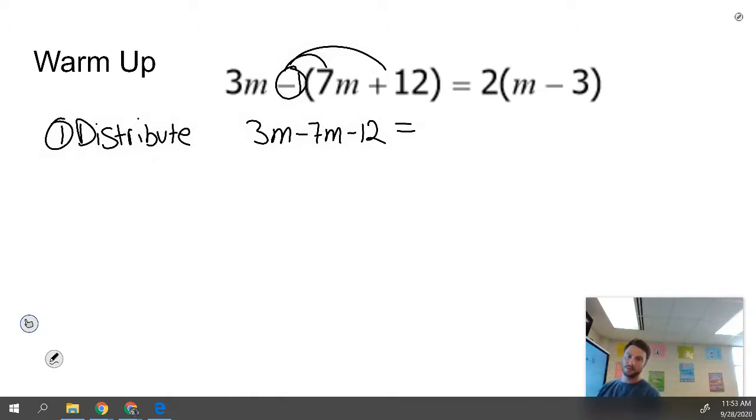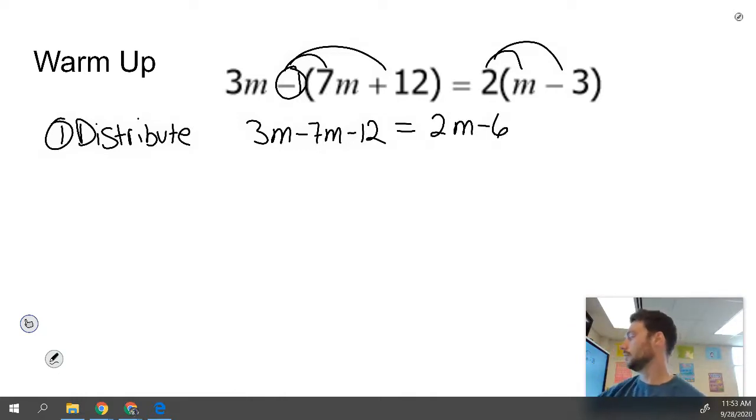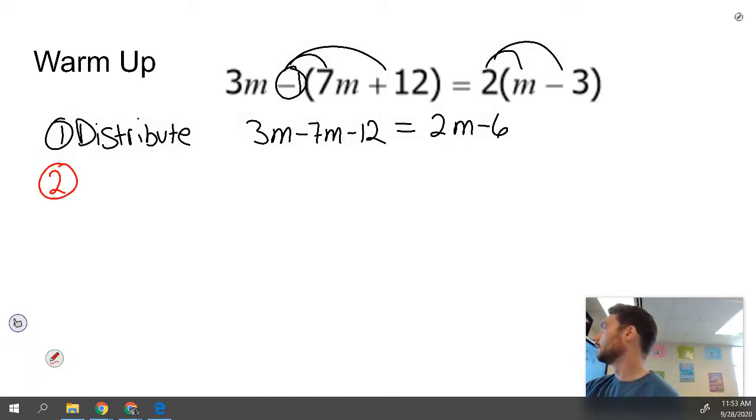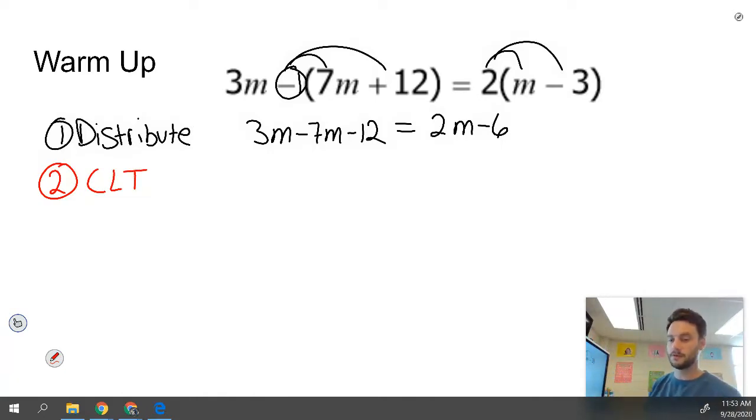Then we'll do the same thing. We'll multiply that 2 in. 2 -6. Cool. Step 2 is to combine like terms. I would maybe write some of this down too to make sure that you have notes that you can go through easily. We need to combine like terms.